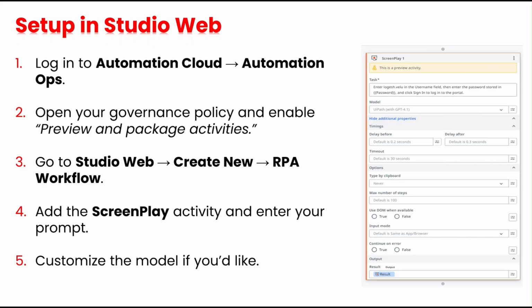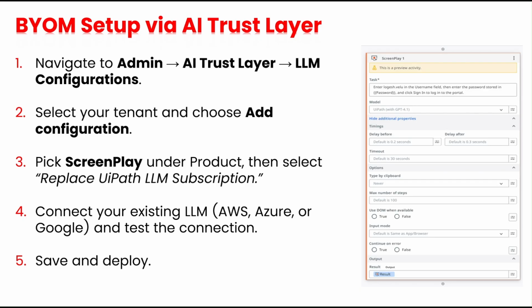Here's how to set it up in Studio Web. First, log into Automation Cloud and open Automation Ops. In your governance policy, make sure Preview and Package Activities is enabled so ScreenPlay shows up. Next, go to Studio Web, create new RPA workflow. Add the ScreenPlay activity to the canvas and type your prompt in the task field. If you want more control, pick a different model and tweak options like delays or max steps. That's it. No installs, just browser-based building and you're ready to run.